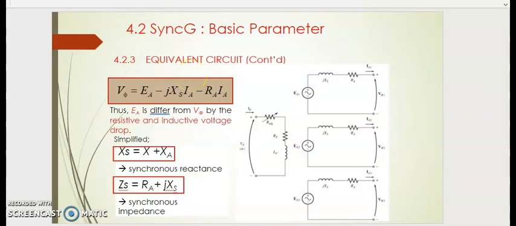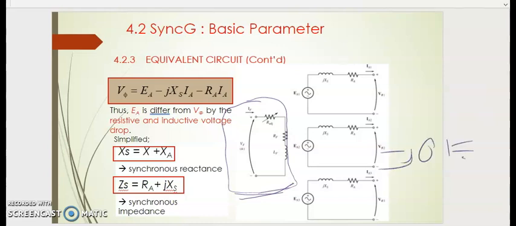Okay, on the next slide, the equivalent circuit. If we have a three-phase generator, here is our field source to energize the field current and create the so-called flux. So this is our north and south. The field is produced by the field source to produce the flux across our magnetic fields here.